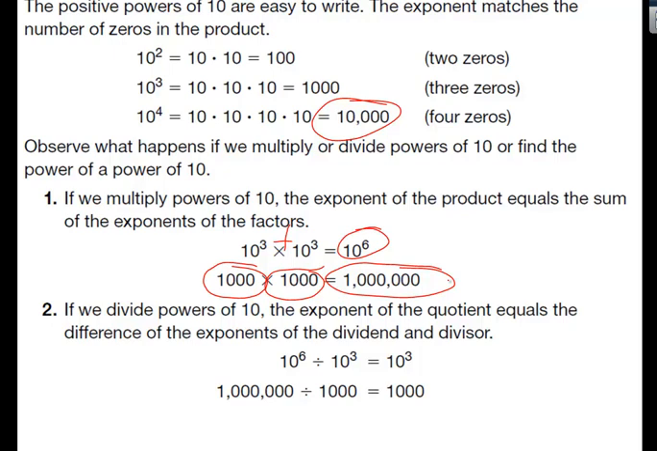So when we multiply powers of 10, we add the exponents. When we divide powers of 10, we subtract them. So 6 minus 3 is 3. So 10 to the 6th, or 1 million, divided by 1,000, which is 10 to the third power, is equal to 1,000. Because we know that there's 3 zeros, there's 3 zeros, those 3 equal 6 if we go back the other way. So when we multiply powers of 10, we add the exponents. When we divide powers of 10, we subtract.